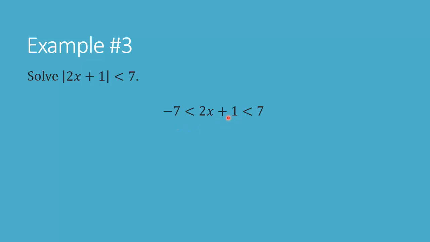tri-inequalities, we will first subtract 1 from all 3 to get -8 less than 2x less than 6, and then divide through by 2, and we get x is between -4 and 3.